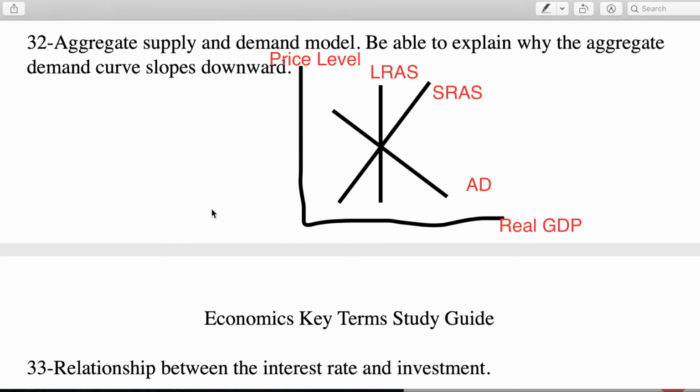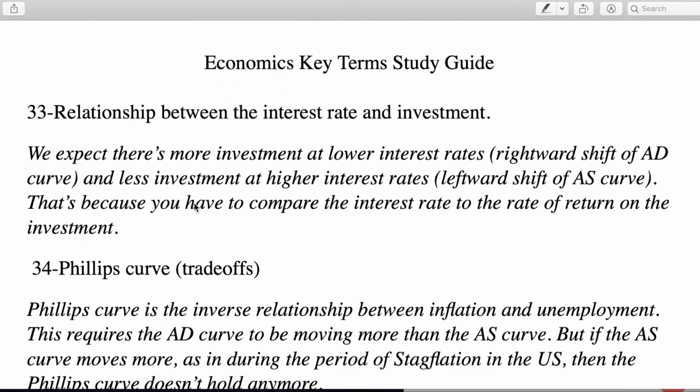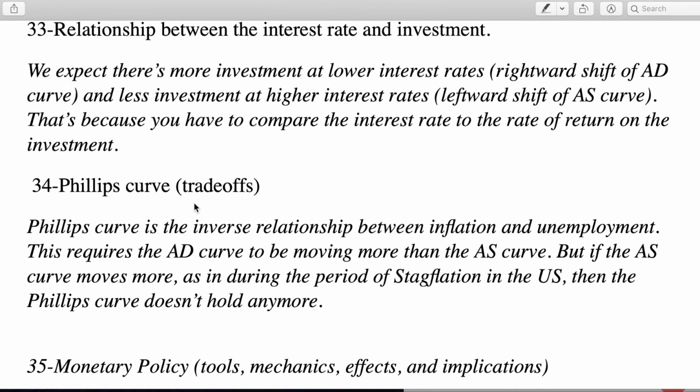All right, let's see if I can put this away so I can scroll again. Relationship between interest rate and investment. Well, we expect there's more investment at lower interest rates. We get a rightward shift to the aggregate demand curve and less investment at higher interest rates, so a leftward shift of the aggregate supply curve. That's because you have to compare the interest rate to the rate of return on investment. And the less investment, higher interest rate, leftward shift to the aggregate supply.